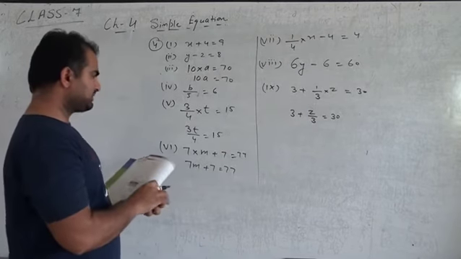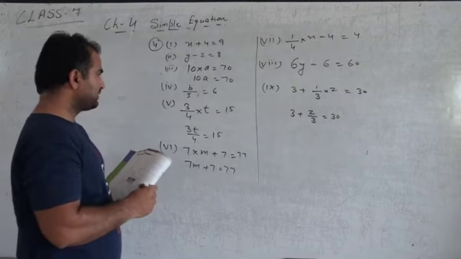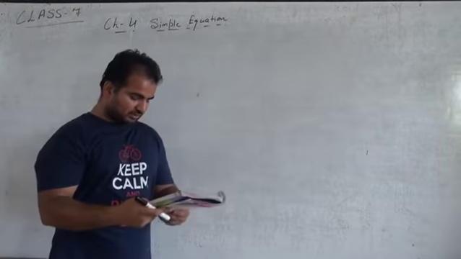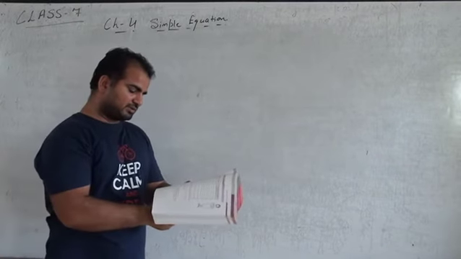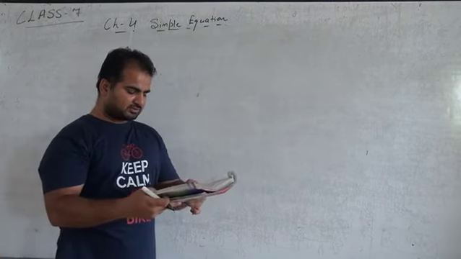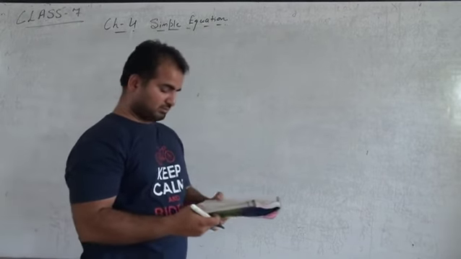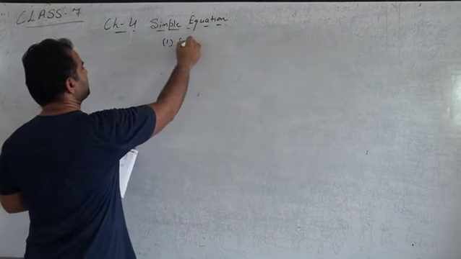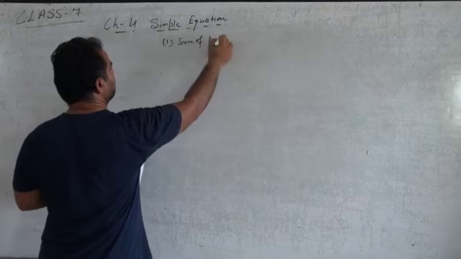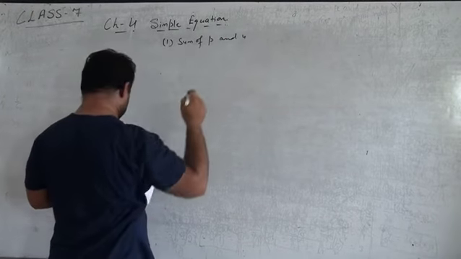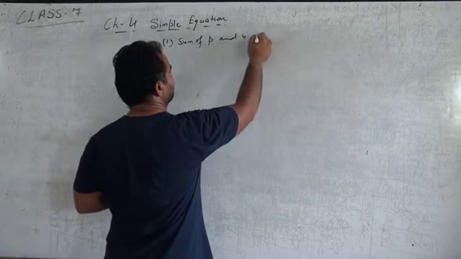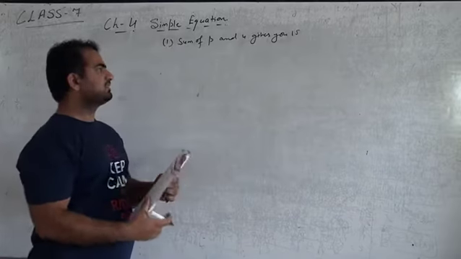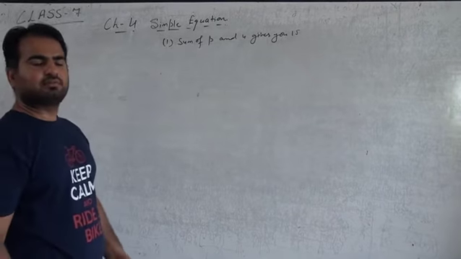Okay. Next, what we have to do is find the statement. Question number 5 is: write the following equation in statement form. The first question is p plus 4 equals 15. So what will I write is: sum of p and 4 gives you 15.